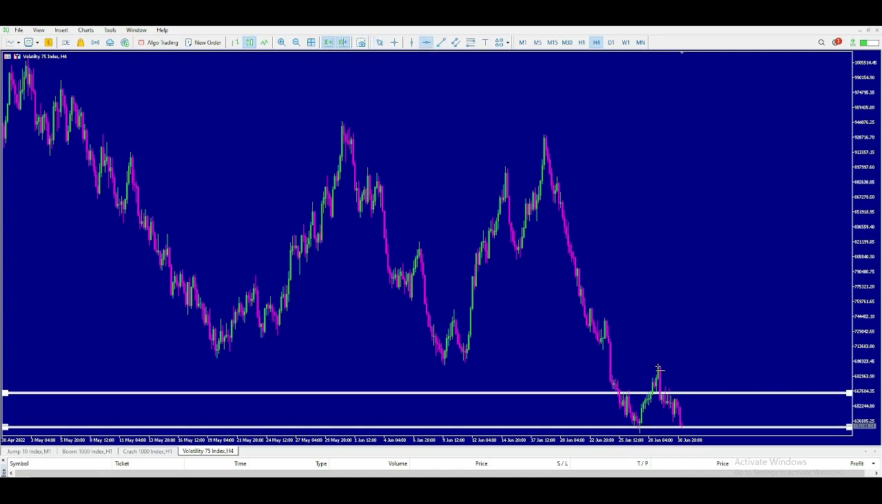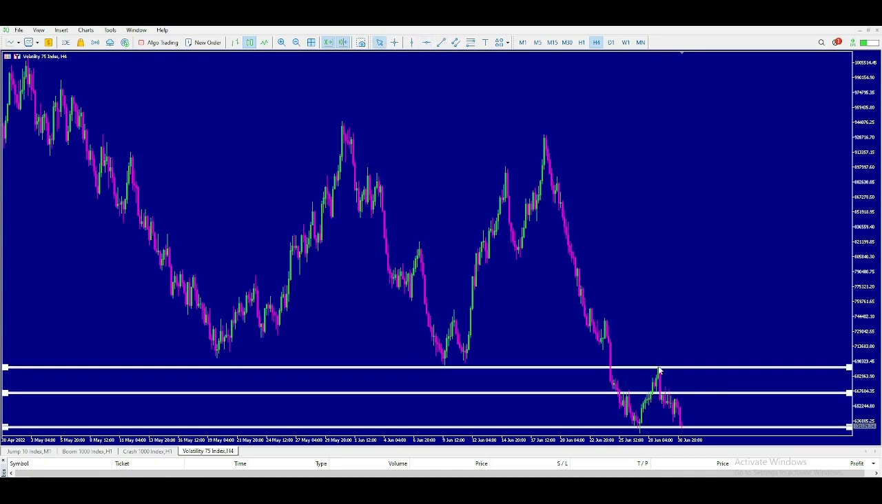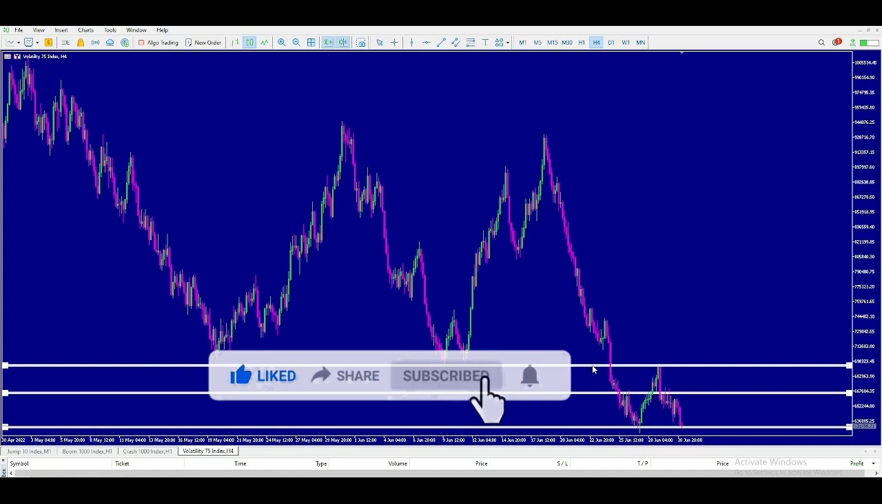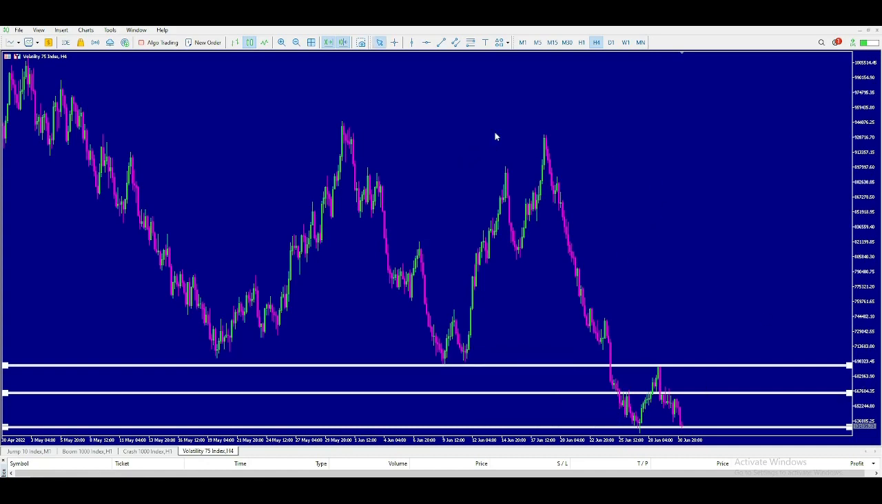Basically, this strategy is based on support and resistance levels. That's the basis of it. So that's what I'm doing there. You can see I'm on the 4 hourly time frame.